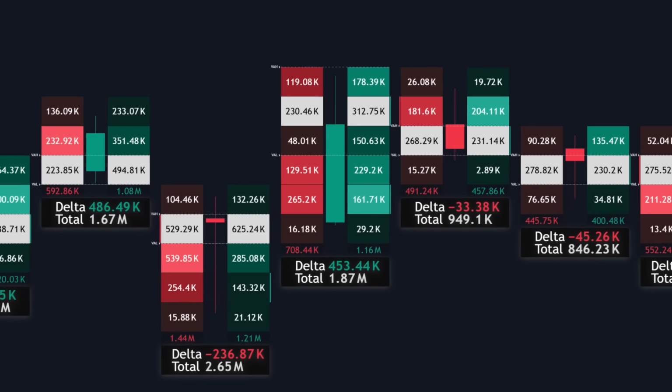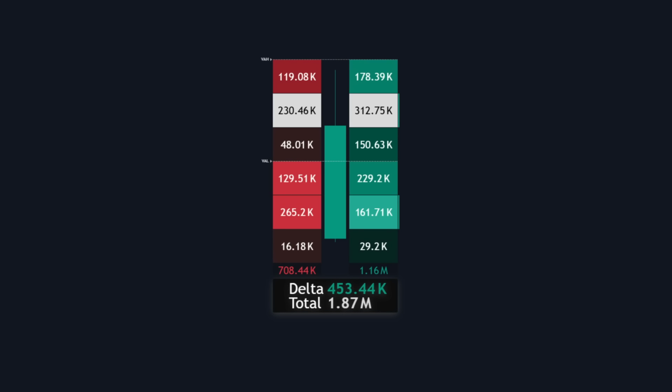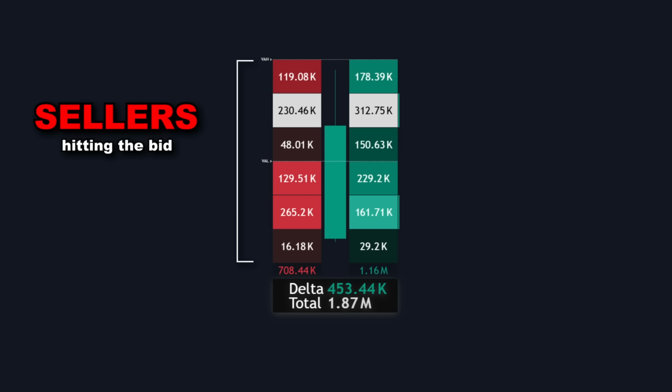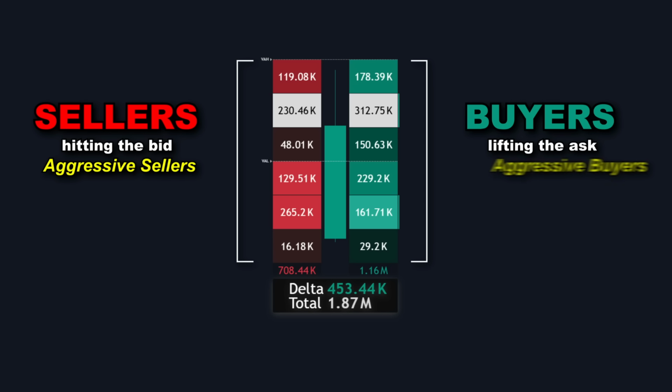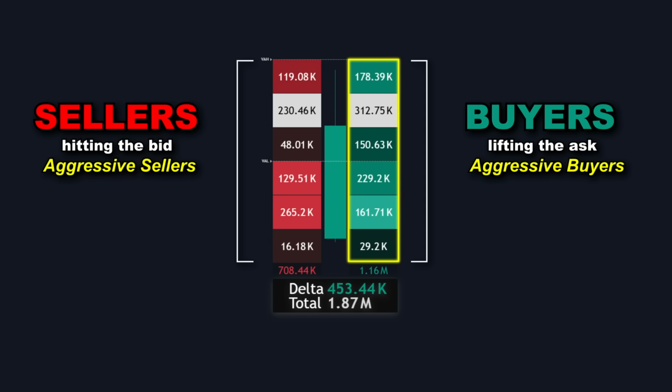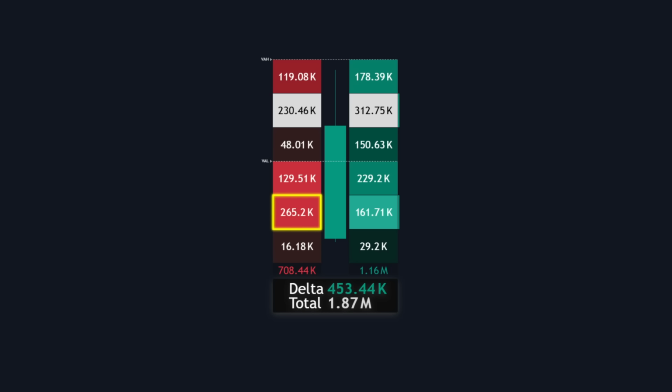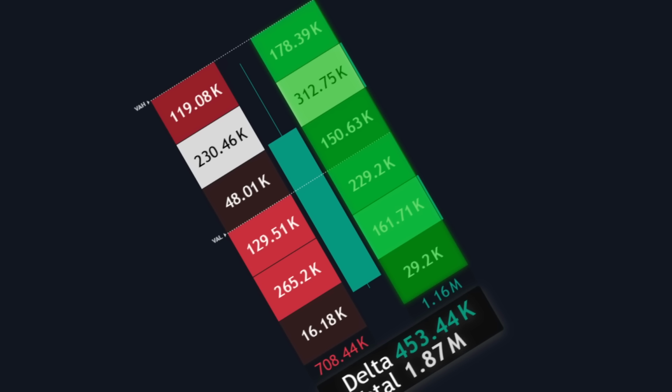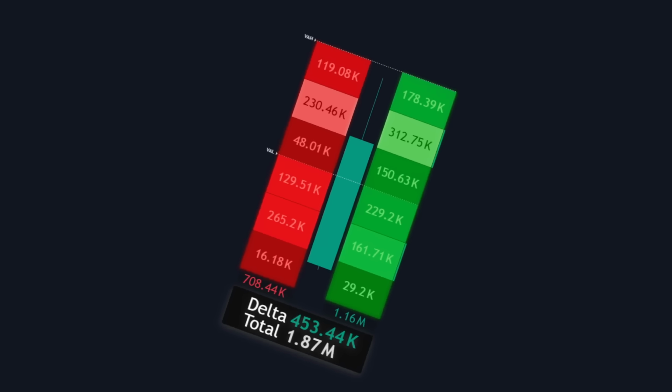Each price level inside the candle shows you 2 numbers. Left side, sellers hitting the bid, aggressive sellers. Right side, buyers lifting the ask, aggressive buyers. 2 columns. Left is sellers, right is buyers. If the right number is bigger, buyers were more aggressive at that price. If the left number is bigger, sellers dominated. Green cells means buyers dominated that level. Red cells, sellers ran it.